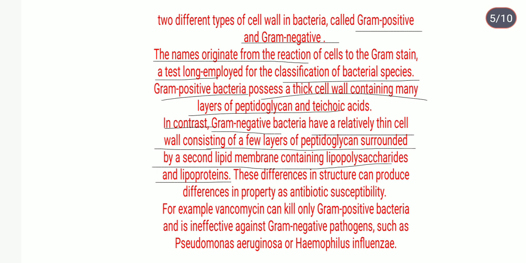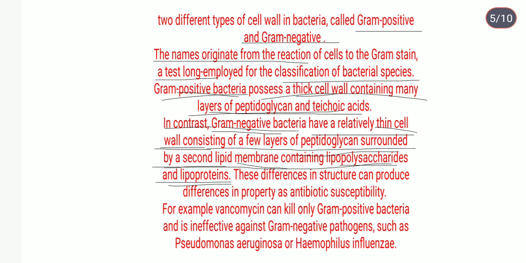I will repeat: gram-positive bacteria have a thick cell wall and gram-negative bacteria have a thin cell wall. The thick cell wall is because gram-positive bacteria contain layers of peptidoglycan and teichoic acid, whereas gram-negative bacteria do not contain thick layers of peptidoglycan. They contain only a few layers of peptidoglycan surrounded by a second lipid membrane containing lipopolysaccharide and lipoprotein.